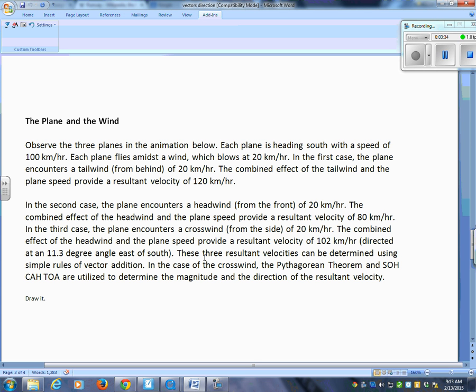So, observe the 3 planes in the animation below. Each plane is heading south with a speed of 100 kilometers an hour. Each plane flies amidst a wind which blows at 20. In the first case, the plane encounters a tailwind, which means from behind. The combined effect of the tailwind and the plane provide a resulting velocity of 120.